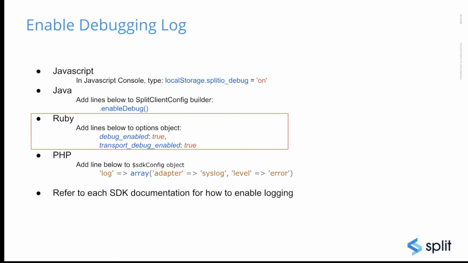In Ruby, we add two parameters into the options object that goes into initializing the factory. In PHP, it's the same thing: we add this line for the logging to the SDK config object, which usually goes into the factory initialization. Obviously, each SDK has its own way of enabling logging, and you can go to docs.split.io and look in each SDK section to know how to enable the logs.